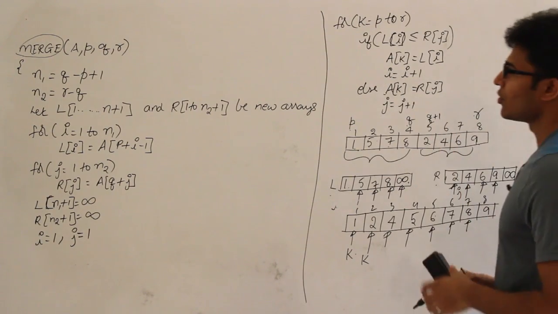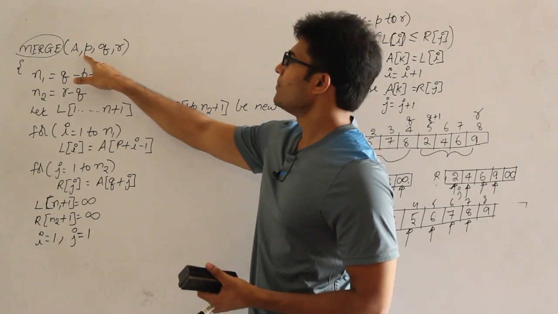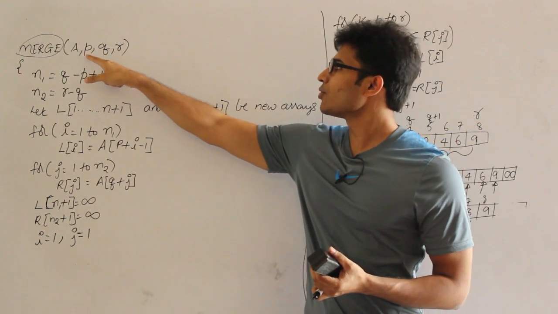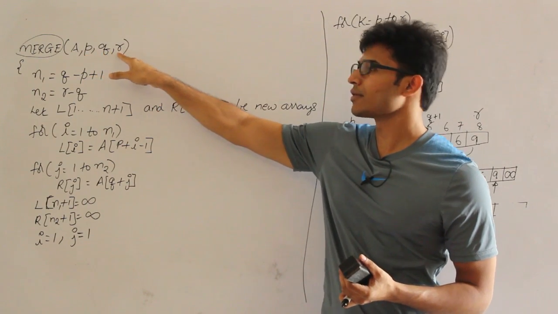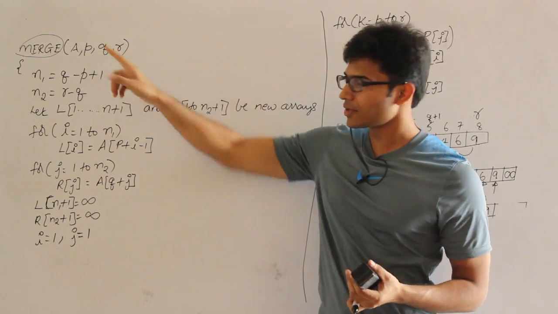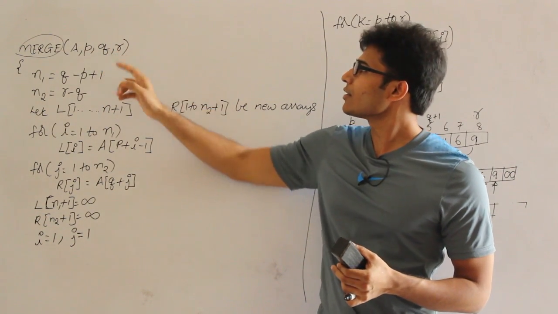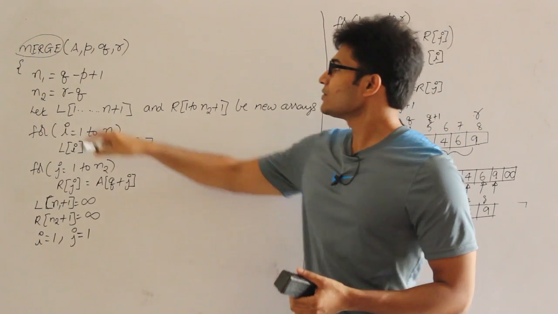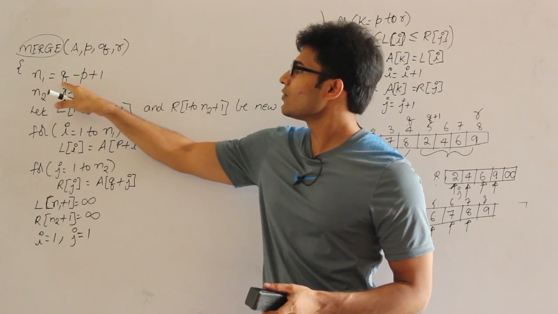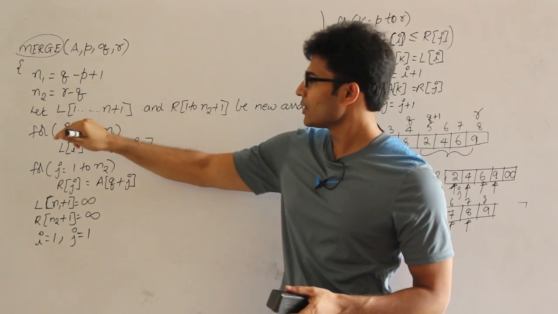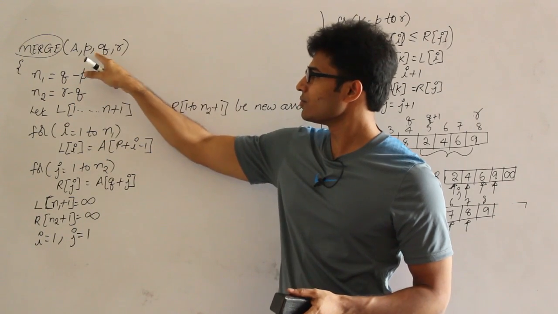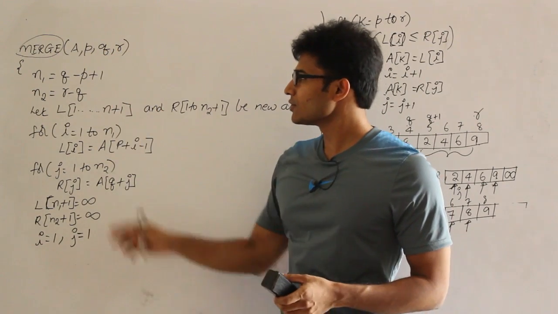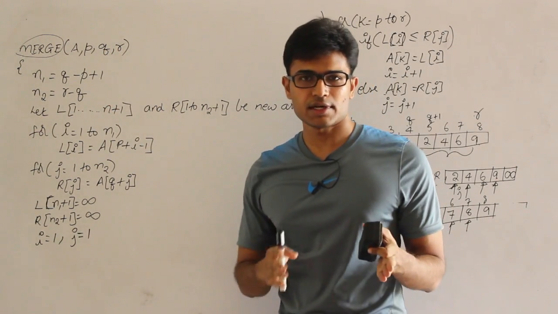So I'll explain the code here. First of all, A, p, q, r. Merge is going to get an array A and three pointers: one is p, one is q, one is r. This represents that from p to q it is sorted, and from q plus 1 to r it is sorted. That is what p, q, r represent. Now you count how many elements are there in the first list: q minus p plus 1. And the second list contains r minus q elements.